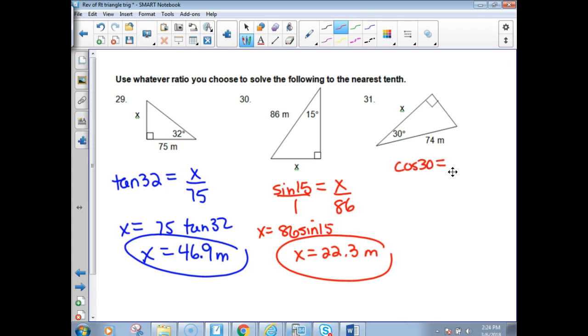Okay, so cosine is adjacent over hypotenuse. Which one's the hypotenuse? You see how you flipped it? That's good. That's what I'm checking on right now, why I'm asking you guys some questions. So your hypotenuse has to be on the bottom. So it should be x over 74. Good. All right, now finish that one off. You guys agree with 64.1 then? All right.